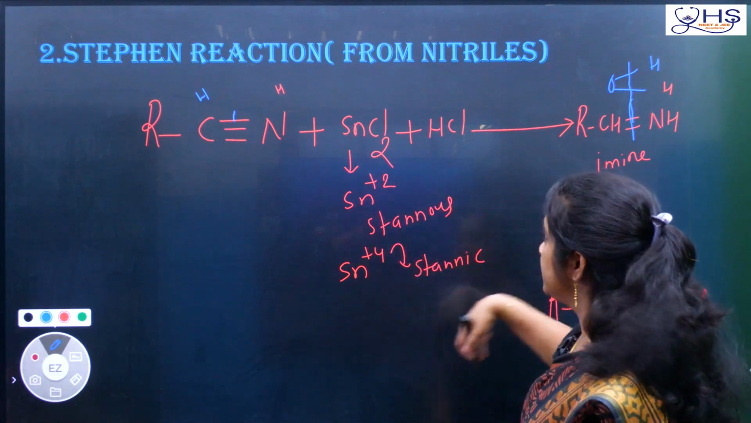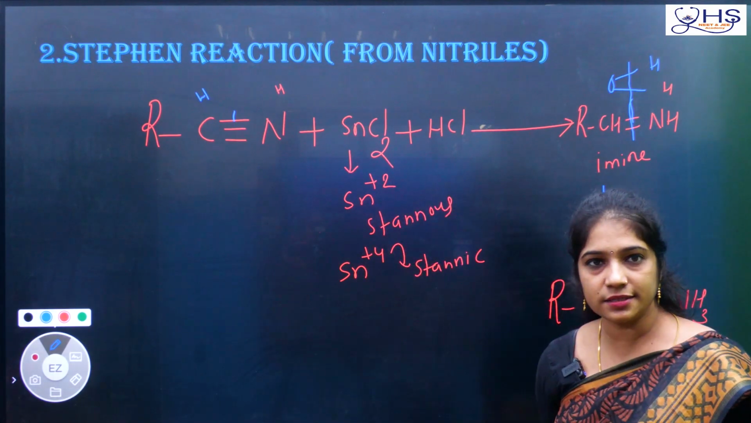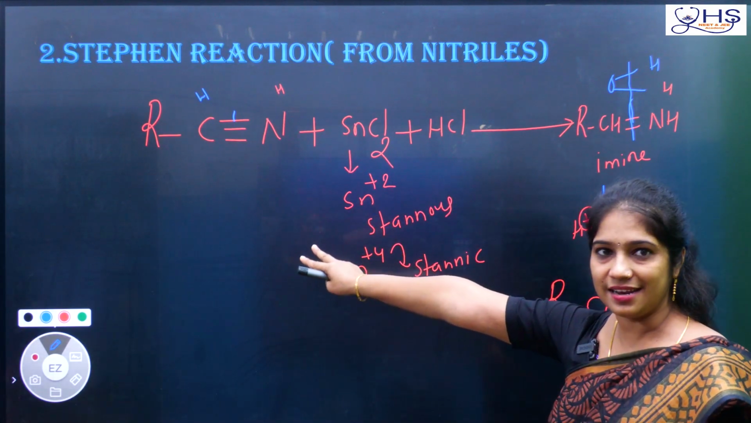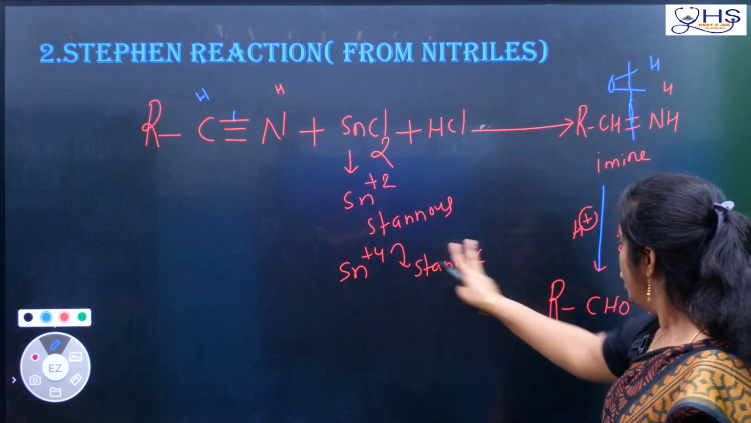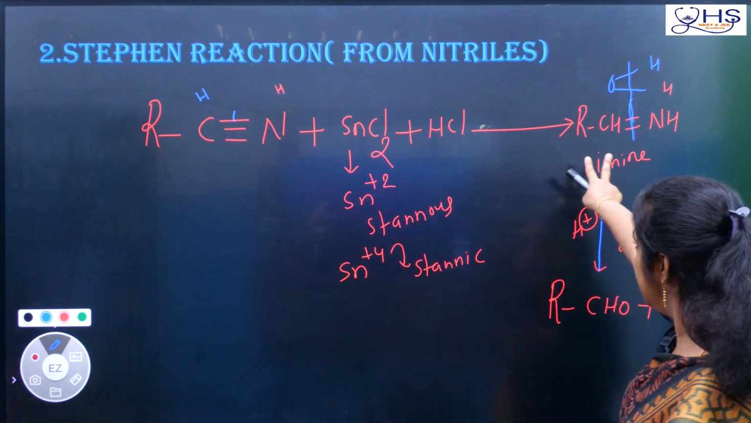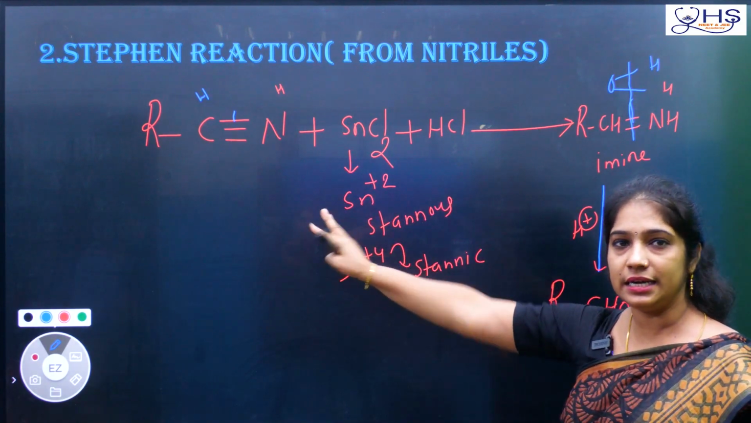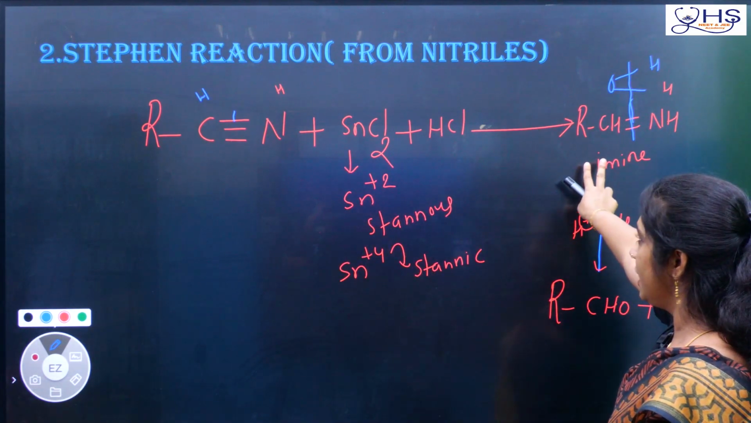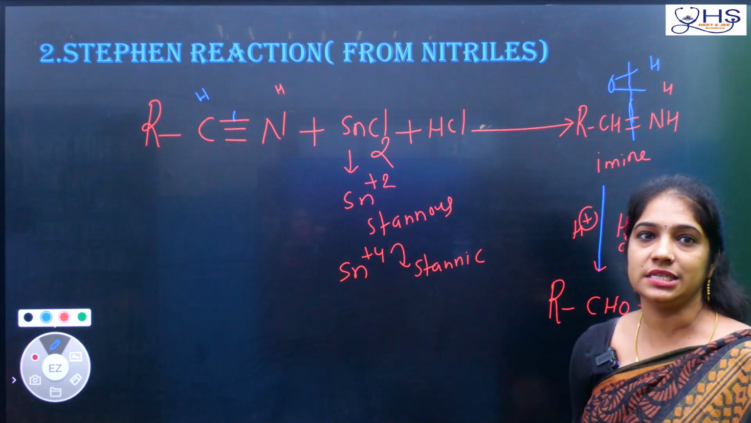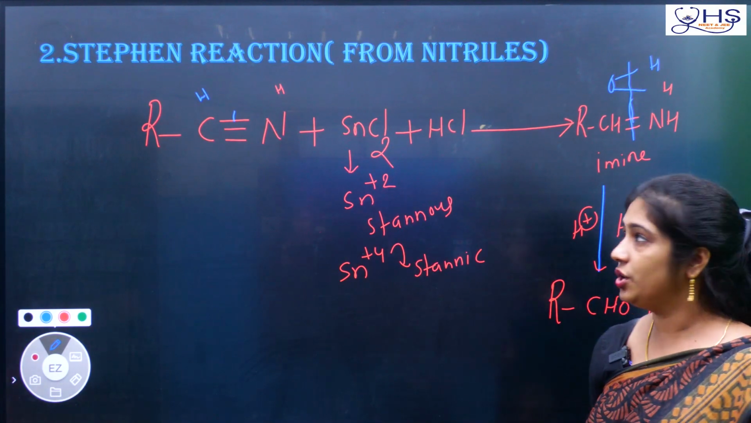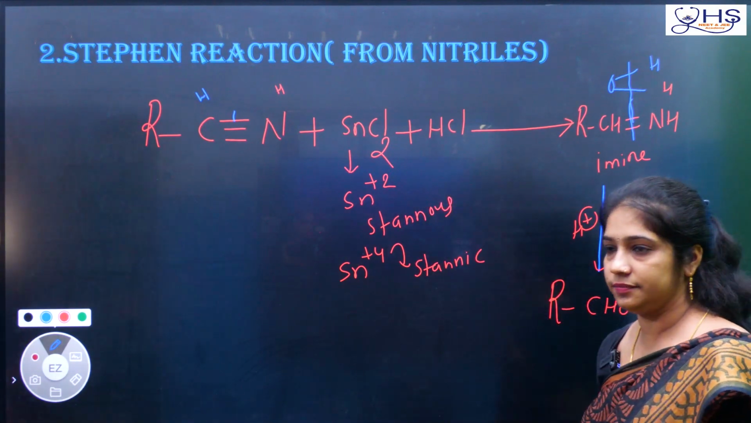So, this is the Stephen reaction. What is the Stephen reaction? Conversion of nitrile to aldehyde via imine by treating it with stannous chloride and HCl is known as Stephen reaction.